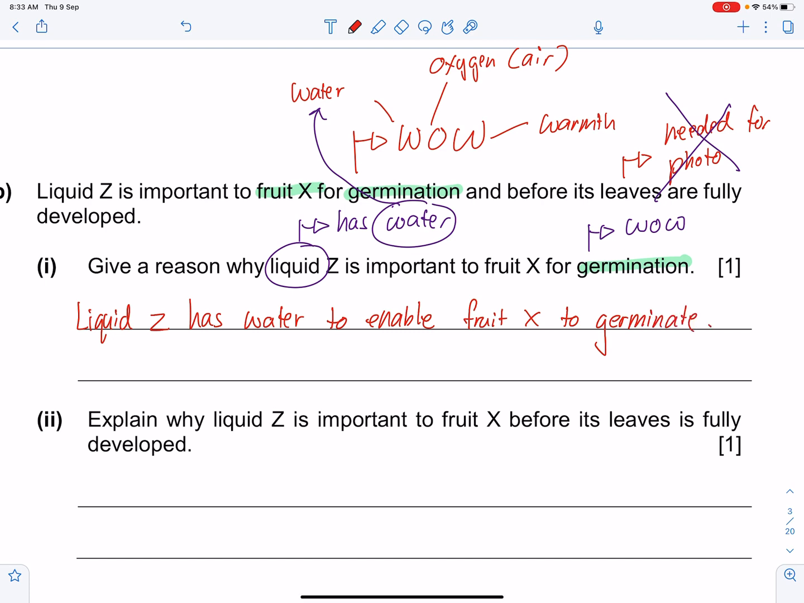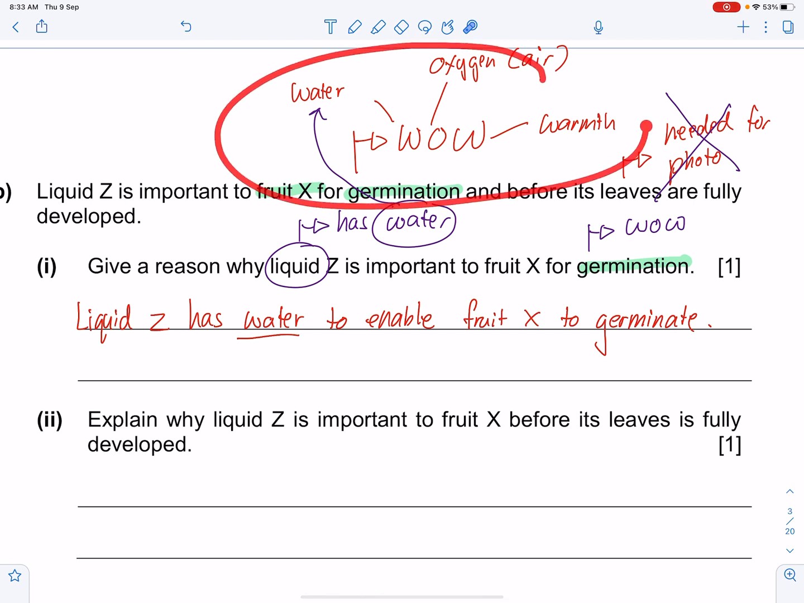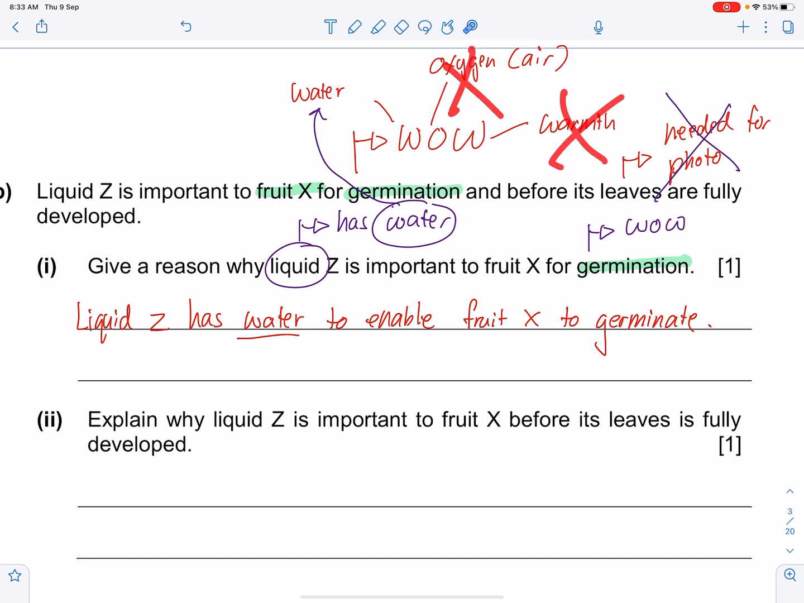Okay? So the key thing here is you must realize that it has water. So that's why I say that this paper is not that difficult. You need to base it on a bit of inference, common sense, as well as what I've taught you. So if you have done your annotation like what I told you, you should be able to realize that your liquid Z doesn't provide warmth. It doesn't provide oxygen because oxygen is everywhere and warmth is on the beach or wherever.